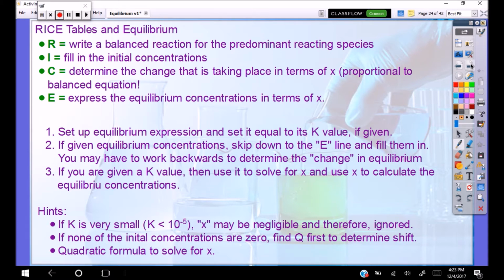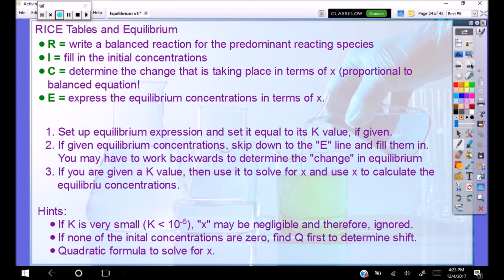Then we fill in our initial concentrations, that's I. So I is initial concentration. C is determining the change that takes place in terms of X. Something I want to point out here is that it's proportional to the balanced equation. So X is always proportional to that balanced equation. We need to make sure that we account for that coefficient there. And then E, express the equilibrium concentrations in terms of X.